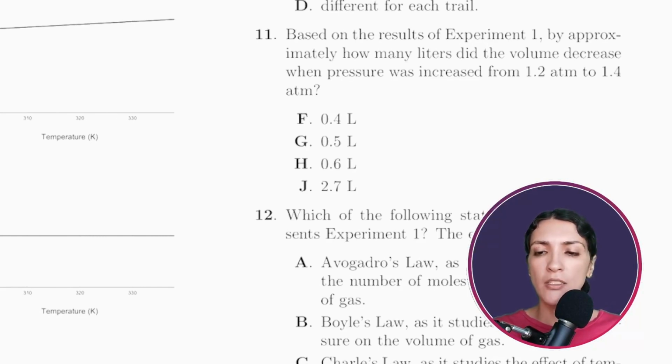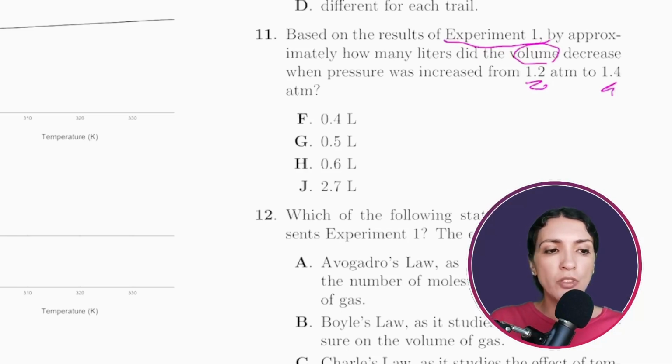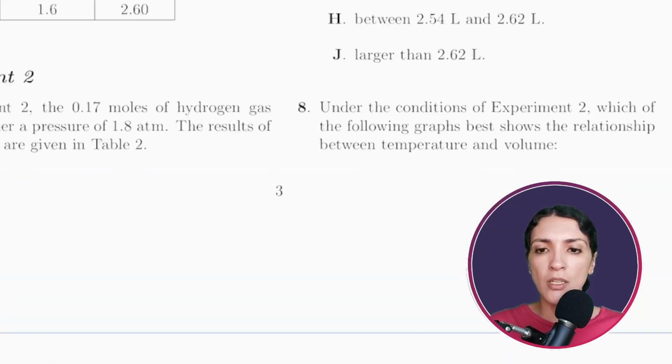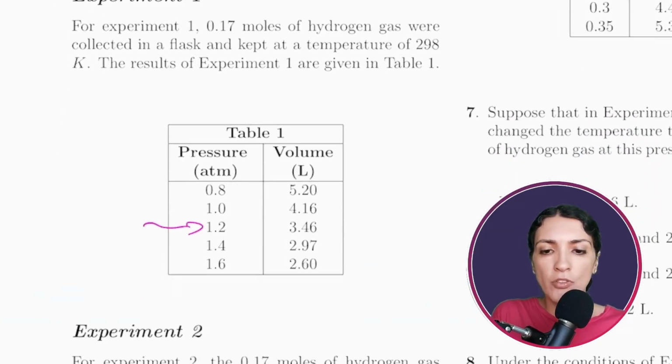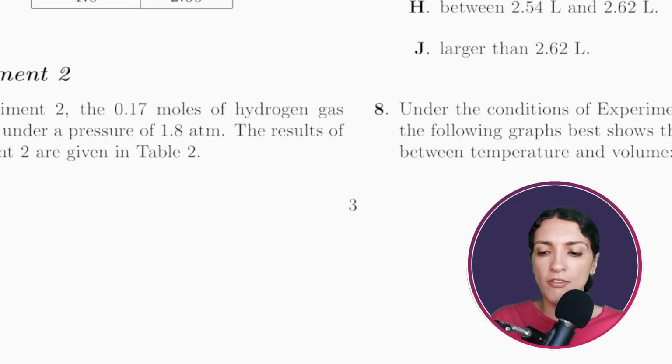Question 11 is a question where we can apply the 3 W's to. So we're asked to look at experiment 1, that's the where. And the who would be the pressure at 1.2 to 1.4. And the why is that we're looking at the volume corresponding to these two pressures. So let's look at experiment 1. Okay. 1.2 and 1.4, so it's 3.46 to 2.97.